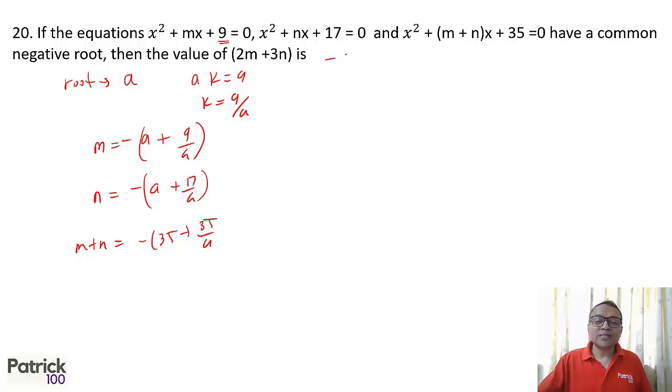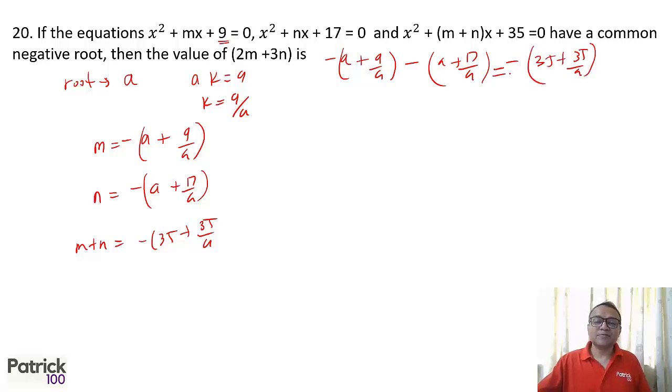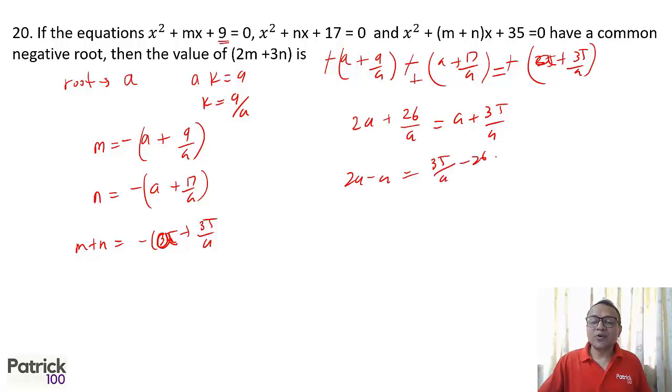Using that, you get minus (A plus 9 upon A), minus (A plus 17 upon A), equal to minus (A plus 35 upon A). You can remove the negatives from both sides. So 2A plus 26 upon A is equal to A plus 35 upon A. Bringing A to this side, 2A minus A equals 35 upon A minus 26 upon A, which is 9 upon A. So A is equal to 9 upon A.